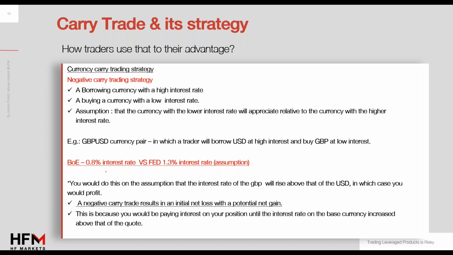Bank of England 0.5, Fed 1.3%. This means that for pound dollar, you see, we have the low interest rate first and the high interest rate second. So we have a negative carry trade. If you decide to take a position on pound dollar, this means that you borrow the high interest rate dollar and buy the lower interest rate pound. You will do this only if you believe that the interest rates of the pound will rise above that of the dollar. This is the only case in which you will have a profit. If that's not the case, then you shouldn't consider opening a position in that particular asset.